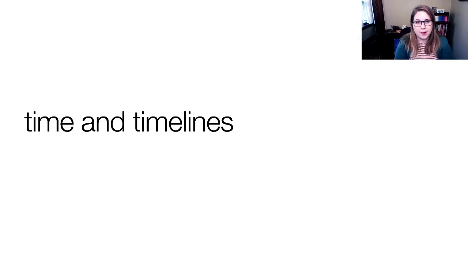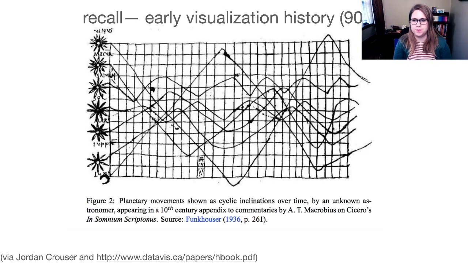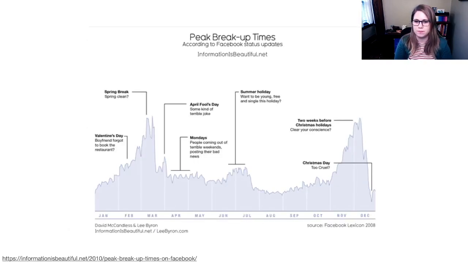Data that has a time component requires specific visualization techniques. So if you recall from our early visualization history, one of the very first data visualizations that we have record of is actually a time series visualization. The x-axis on this plot is time, and we're seeing the movement of the planets over time. And this has stayed constant as one of the most common ways to visualize data with a time component.